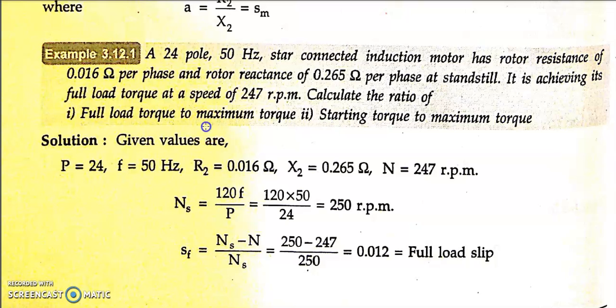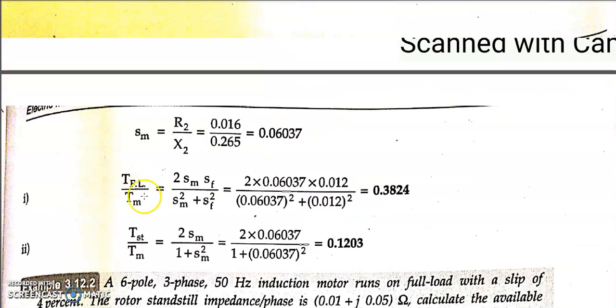Okay, we shall see the formula. TFL by TM, full load torque by maximum torque. What is the formula? 2 SM SF divided by SM square plus SF square. So to do so, you need to calculate what SM is and what SF is. SF is nothing but the full load slip. And the SM formula we already know, that is maximum slip, R2 by X2. You know the values of R2, X2. Just substitute here and you're going to get SM. So what remains here is SF, which you need to calculate.